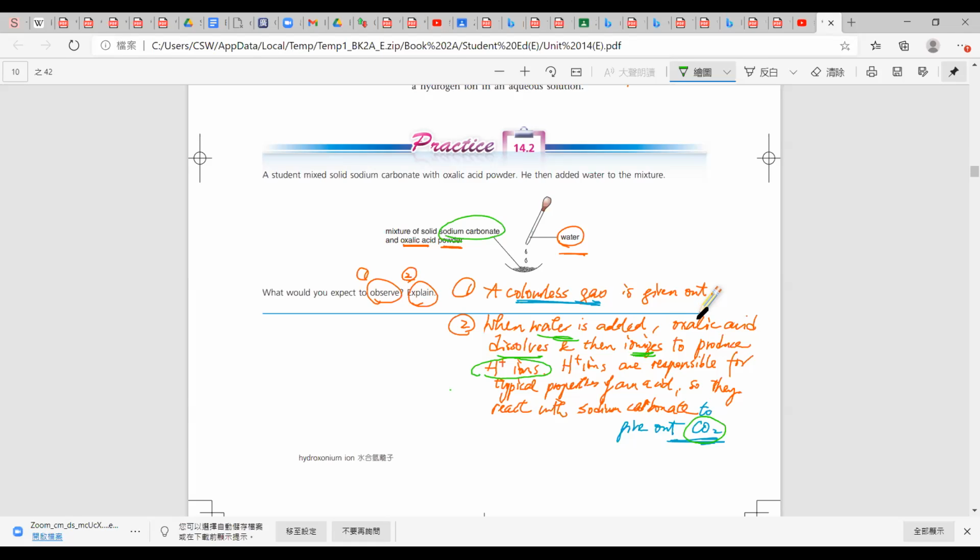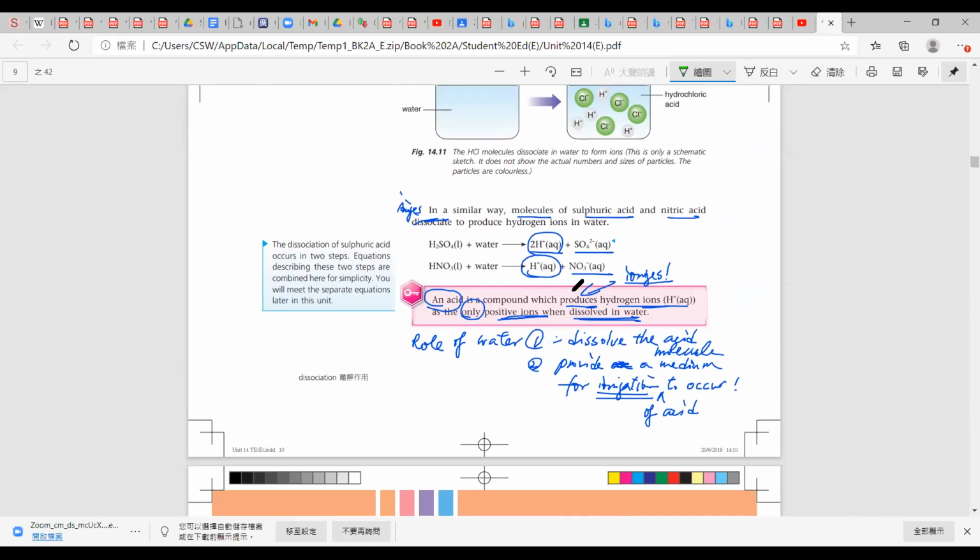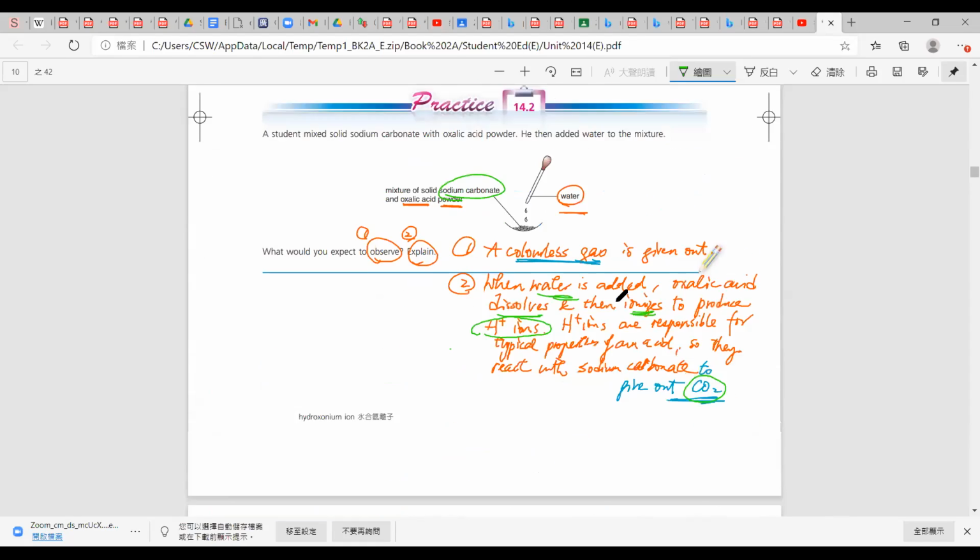Okay, so this is what you may know. But the question comes: do you mean that an acid is a hydrogen-containing compound which dissolves in water to release hydrogen ions, right? It's the only cation, as said before about the definition. The definition says a compound which produces hydrogen ions, only positive ions, when dissolved in water. Do you mean that all hydrogen atoms inside the acid molecule will be ionized? The answer is no.